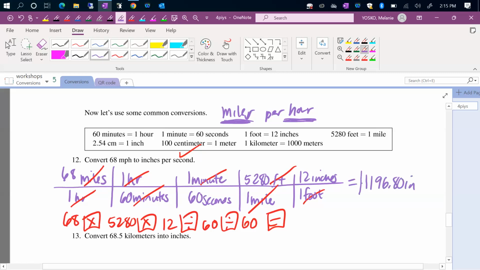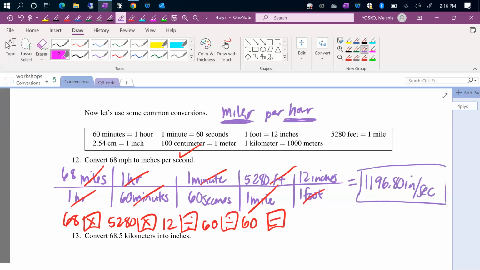Got it? Okay. Are you getting that? So we would write it as inches. Oh, I'm sorry, inches per second. I forgot the per second. Yeah. Inches per second. Thank you, Cynthia, for catching that. Inches per second. Are you getting that? You see how we're doing that or not? It's just a shortcut, yeah.